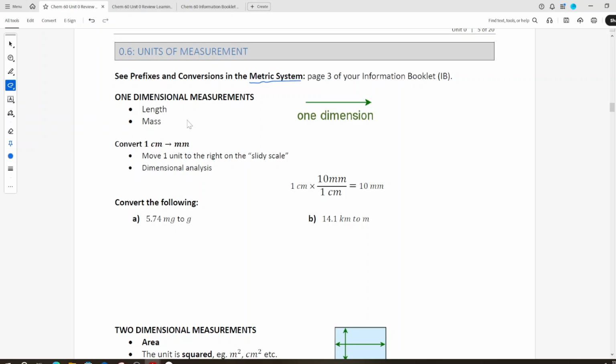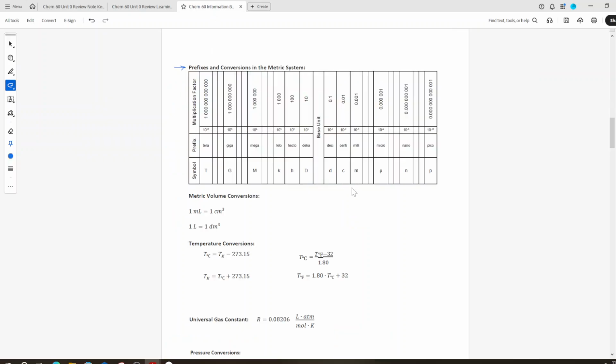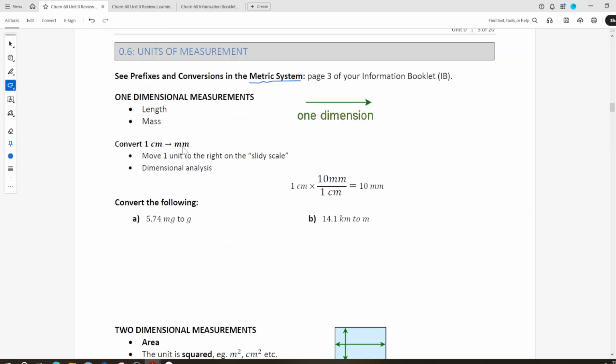So we're going to start off with one-dimensional measurements. That is length or mass, or we will learn some parts of volume, even though that's a cubic measurement, but we'll talk about that. So we're going to be converting something like 1 centimeter to millimeters. What you can do is one of two things. You could go to your information booklet and say, I'm going from centimeters to millimeters. That's making me move to the right one place. And you could take the number 1 centimeter and move it to the right one place and put a 0 and call it 10 millimeters.